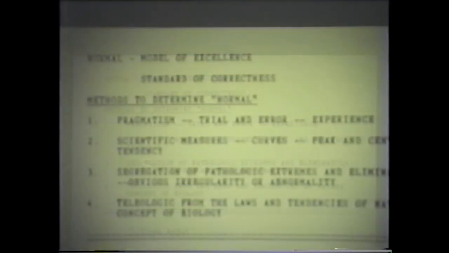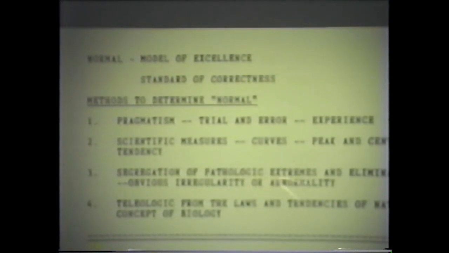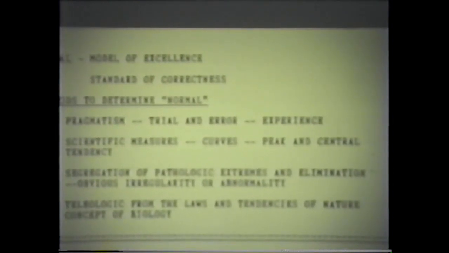One of the dictionaries that I looked up the word normal, and it came out to be anything that was not abnormal. Oh, that's cheating. Yeah, this is what I just talked about: pragmatism, scientific measurements, pathologic extremes and their elimination, and then finally the teleologic reasoning from the laws and tendencies of nature. So let's look now at the scientific method, just the matrix of it.